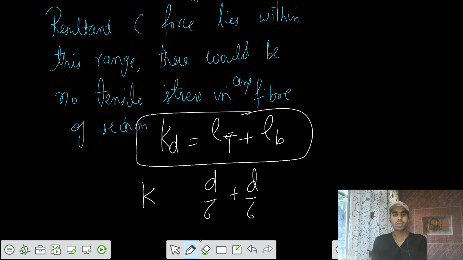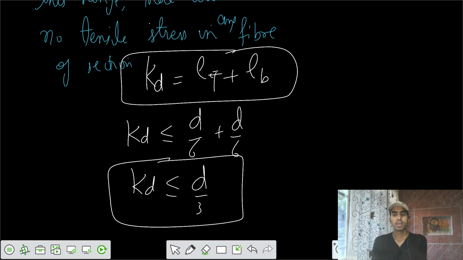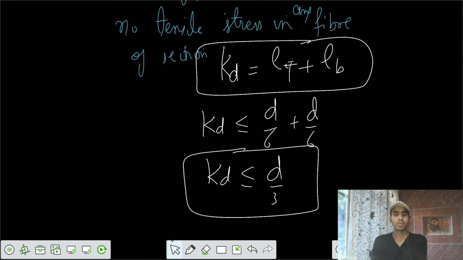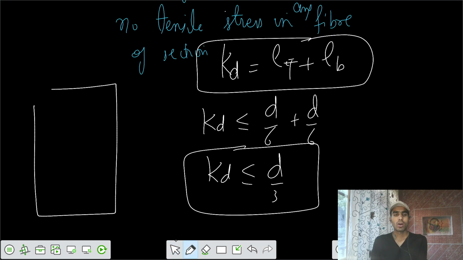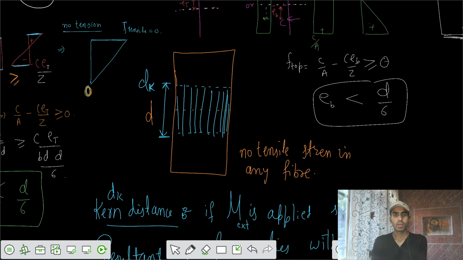So your kern distance should be less than or equal to d by 6 plus d by 6. That's d by 3. KD should be less than or equal to d by 3. So if the resultant of all those loads and the C force that gets developed, if the C force resultant is somewhere in the middle part of that section, that means there would be no tensile stress in any fiber of that section. So that's your kern distance.